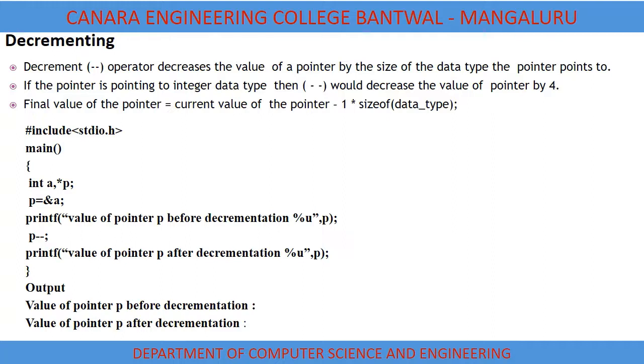It is decremented as I'm considering this a 32-bit compiler. So you can see it has been decremented by 4 bytes. Before decrementation we have some address, and after decrementing it is decremented by 4. So it is not decrementing by 1, but by 1 location depending upon the data type.